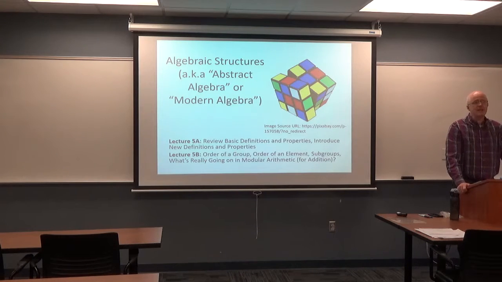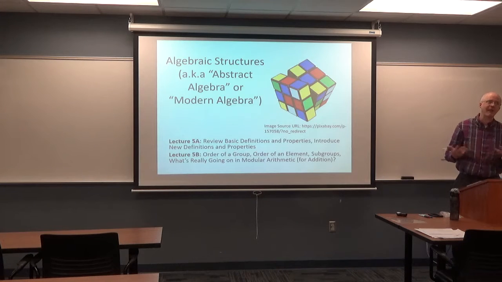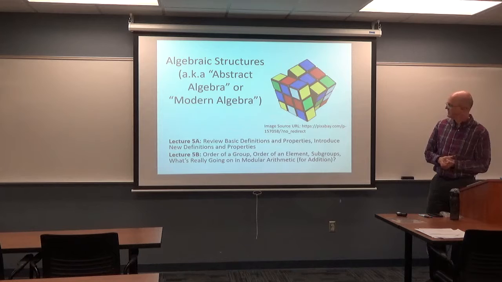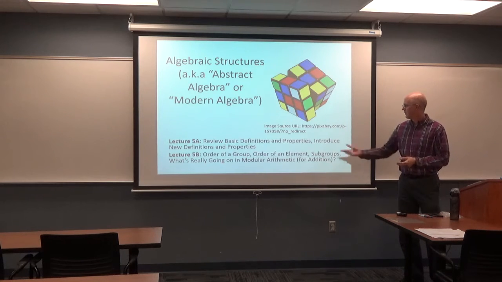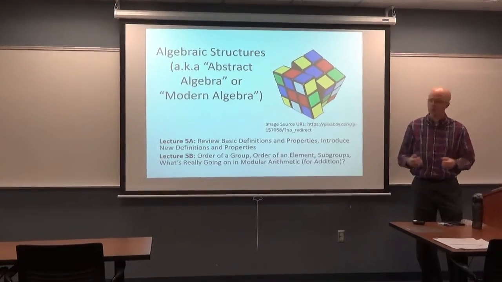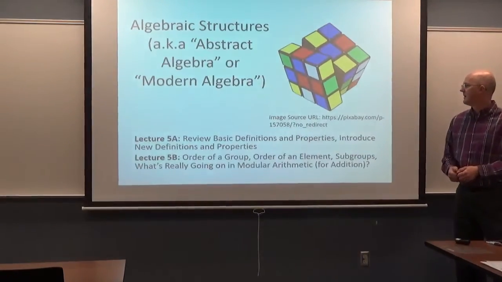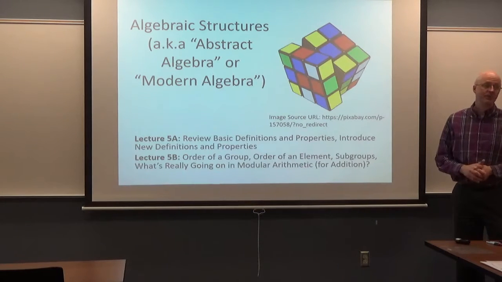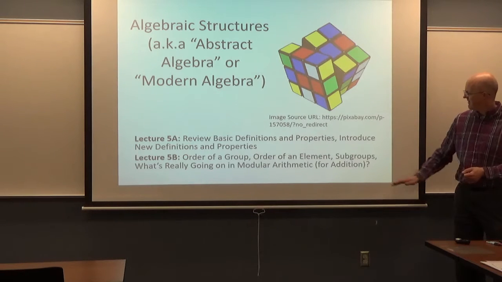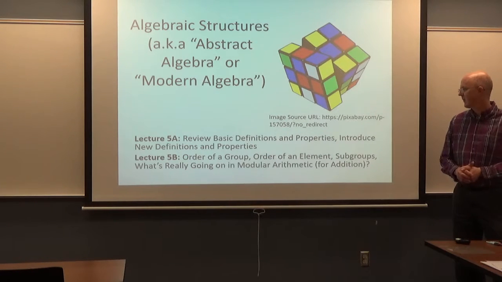All right, today is going to be, generally speaking, a pretty abstract day, focusing on abstract definitions, theorems, and some proofs. So we'll review the basic definitions and properties that we talked about last time, introduce new definitions and properties of groups. Talk about something in chapter 3, the beginning of chapter 3, the order of a group, the order of an element, subgroups.